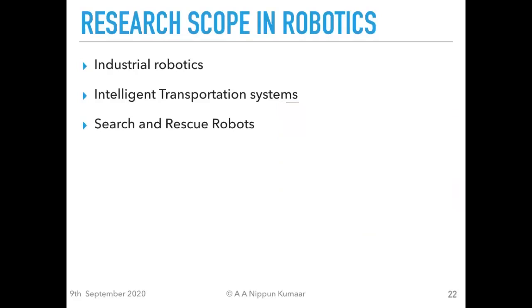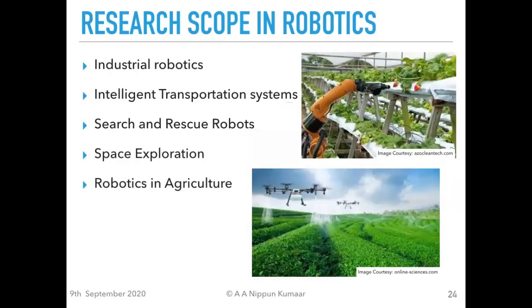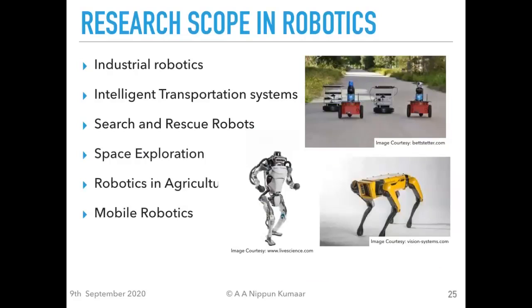Then space exploration, we have already discussed this. It's a very hot topic now. Then robotics in agriculture. It's one field where, at least in India, people have started thinking that robots can help farmers. There are a lot of startup companies working on different applications in agriculture robotics. So that's one hot area. Then we have mobile robots. Mobile robots can be of any form. Any robot which moves comes under this category. You can see in this picture itself, on the top you have a wheeled mobile robot, and on the bottom you have a humanoid with two legs, and then a quadruped, a four-legged robot. Any form factor which moves is a mobile robot.